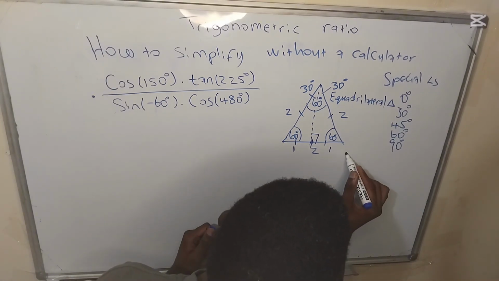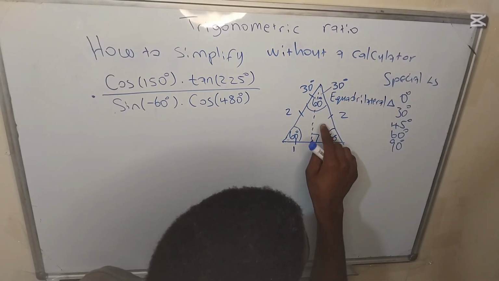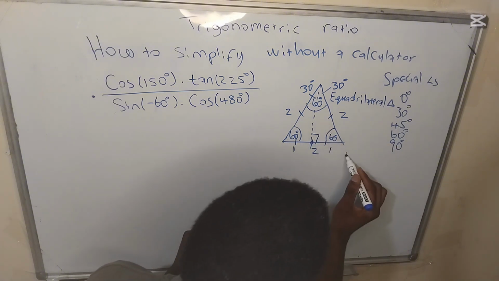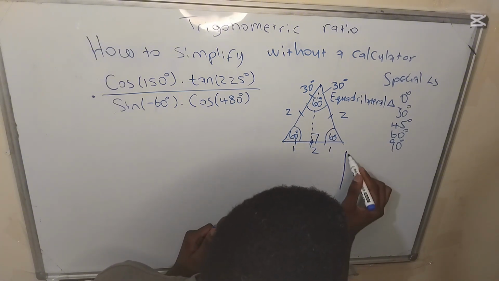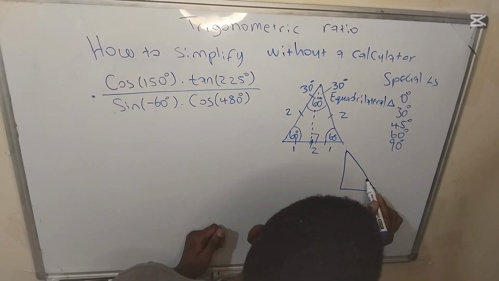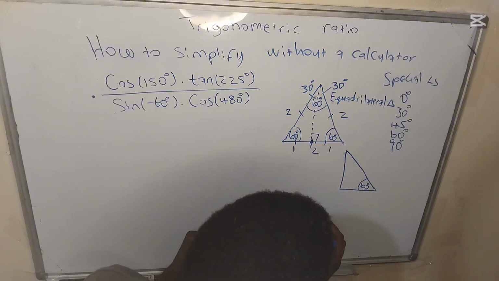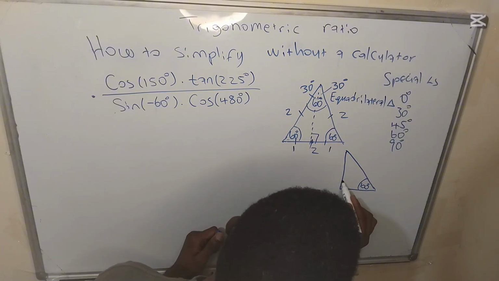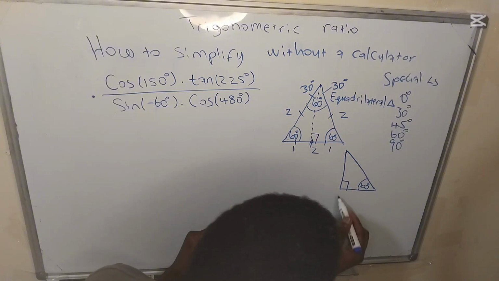So this will be our triangle that is situated on our right hand side. This angle will always be 60 degrees, as you can see. This angle is equal to 90 degrees, as you can see.